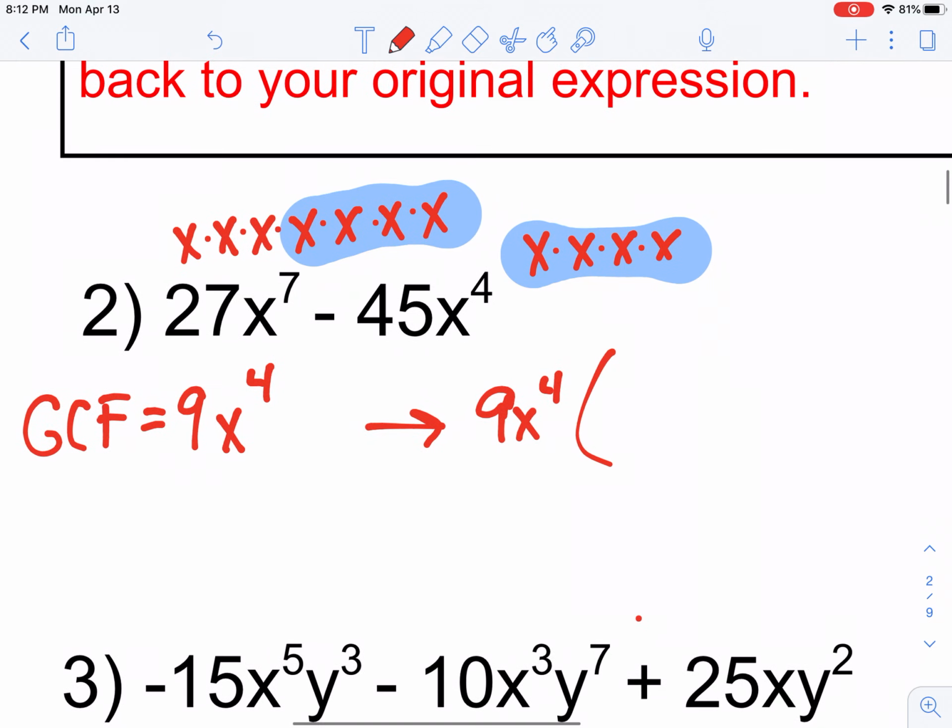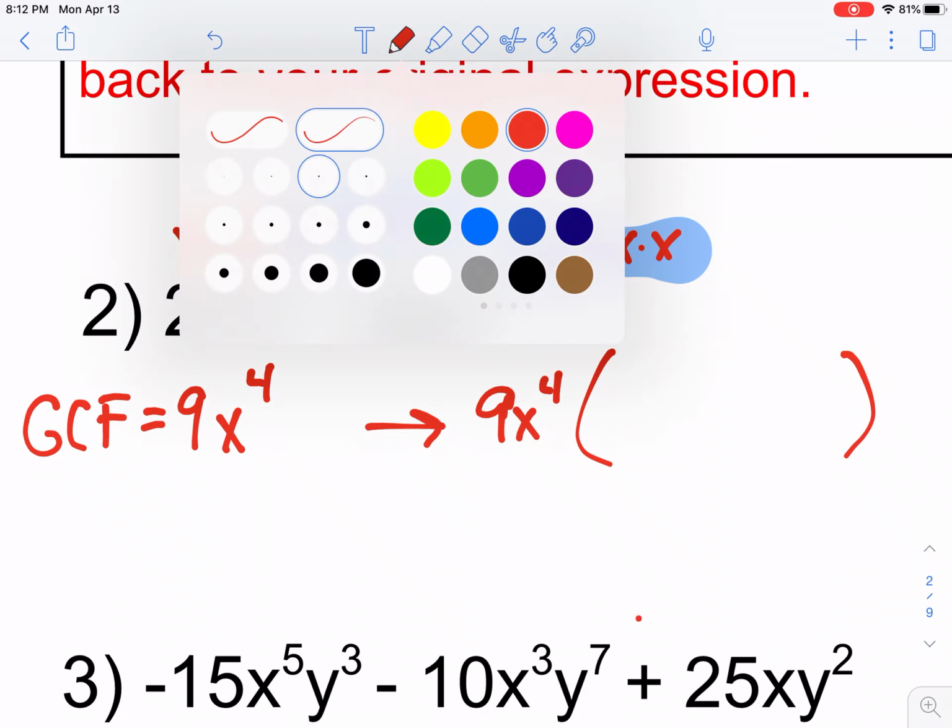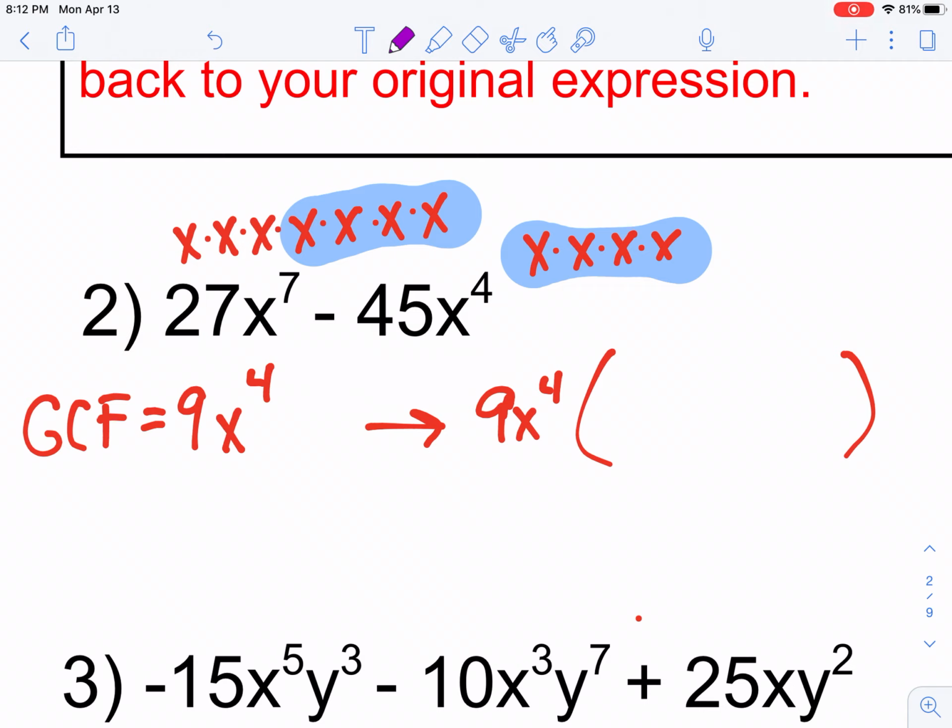And then you write parentheses. And now we have to think about, okay, if we were to multiply 9x to the 4th times something, how would we get back 27x to the 7th? So we would need to multiply by 3. And we'd also need to multiply by x to the 3rd, because that would give us x to the 7th. If we took x to the 4th and added x to the 3rd to the exponent, we would get our x to the 7th. All right?